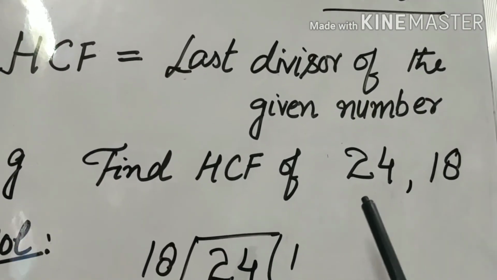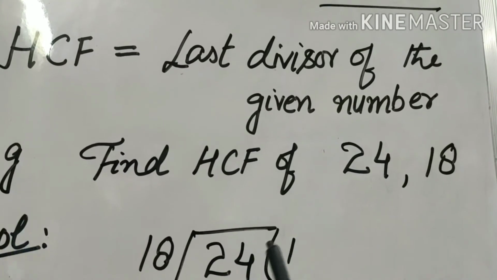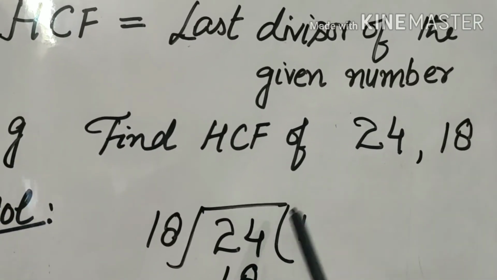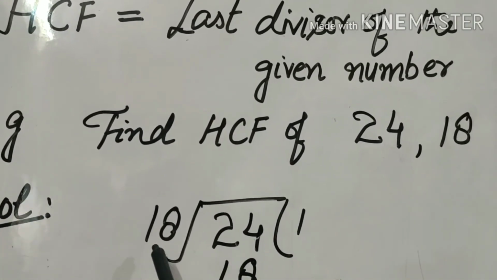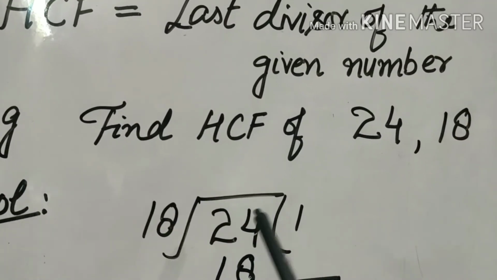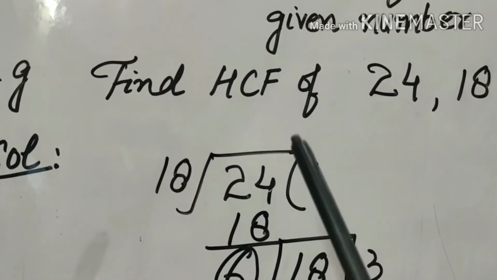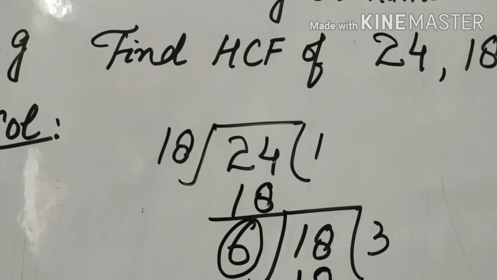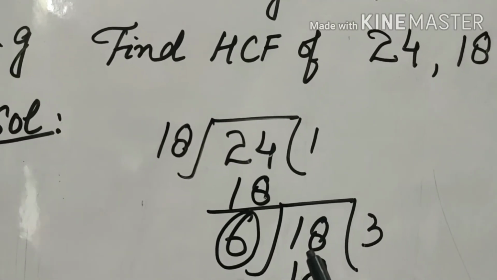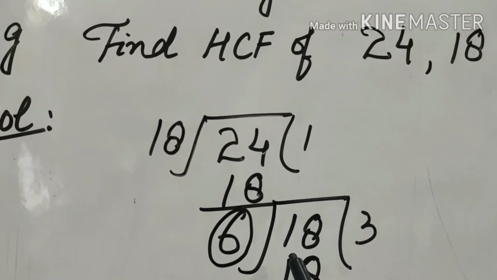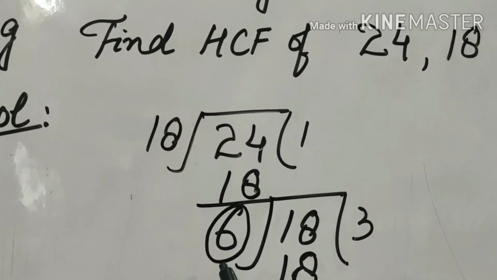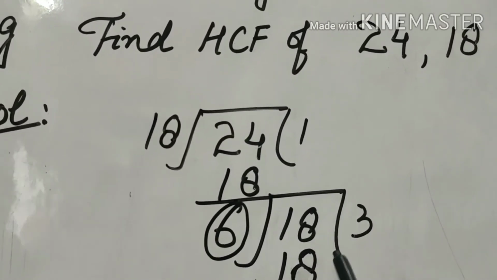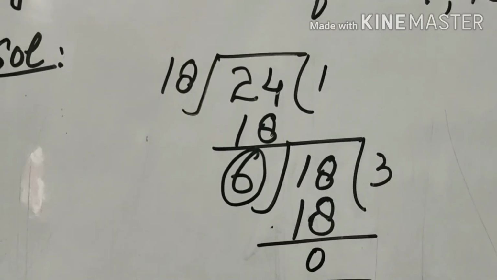So we divide the larger number by the smaller number. Here the larger number is 24. We divide 24 by 18. 18 1s are 18. We get the remainder 6. Now again we proceed. We divide 18 by 6. Now 6 3s are 18 and we get the remainder 0.